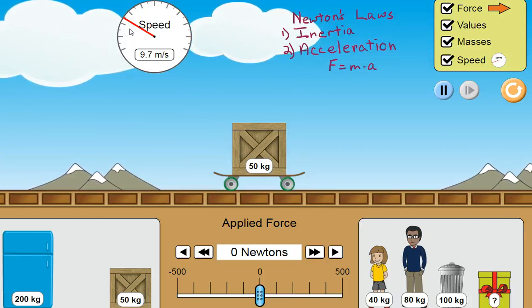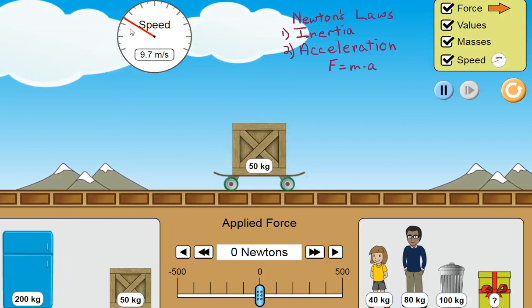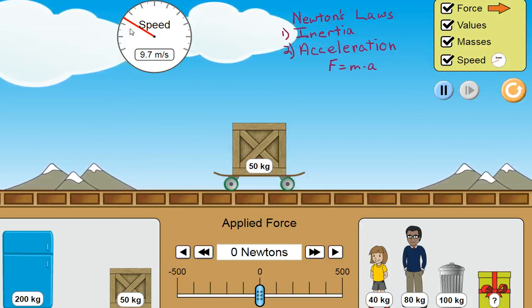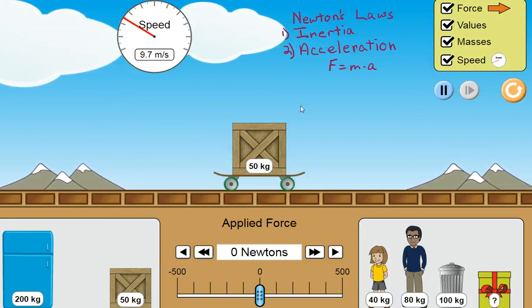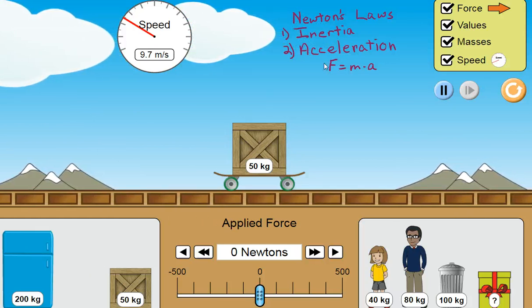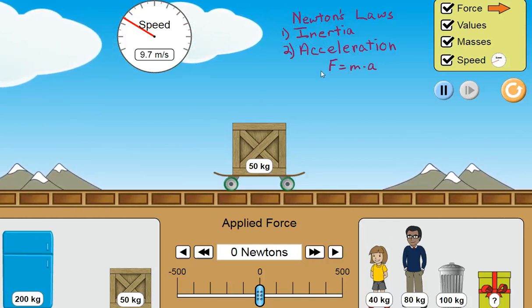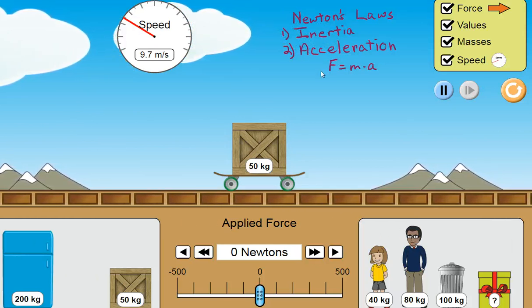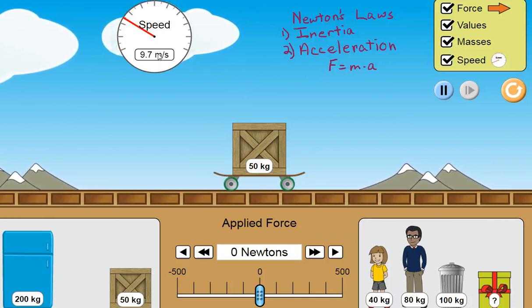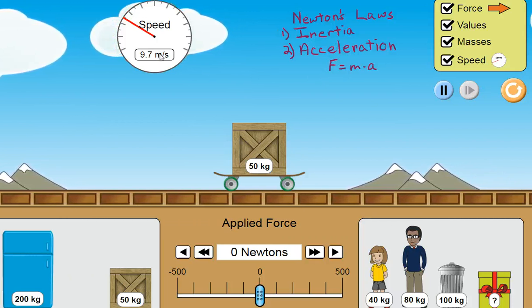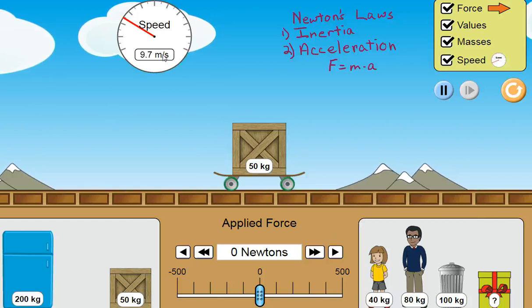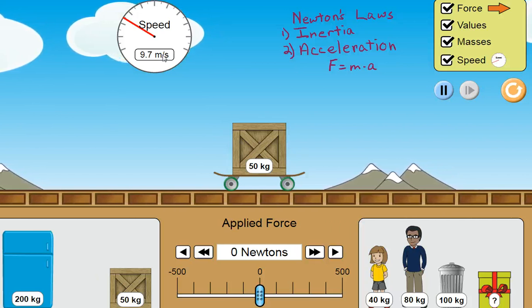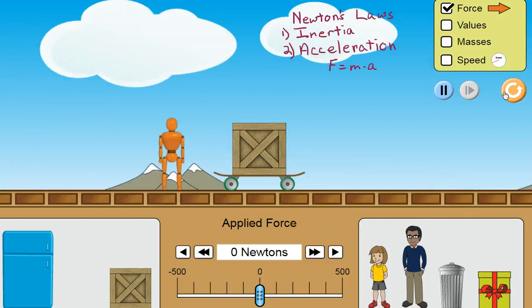Alright, so that is a velocity. That's not an acceleration, right? So this is an example of inertia, not an example of Newton's second law, acceleration, because there's no acceleration involved here. The object is moving at a constant speed, and it's not speeding up or slowing down at all.